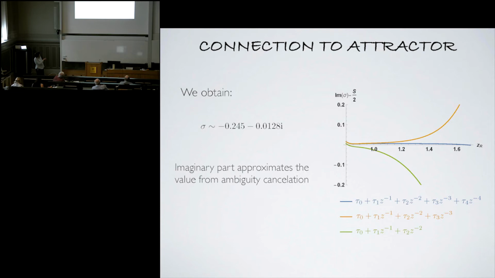So I know that from ambiguity cancellation that this should be S over 2. And the imaginary part of sigma that I calculate through here, you can see that with 3 terms, it doesn't quite converge. With 4 terms, it converges better. With 5 terms, it starts converging to the value.